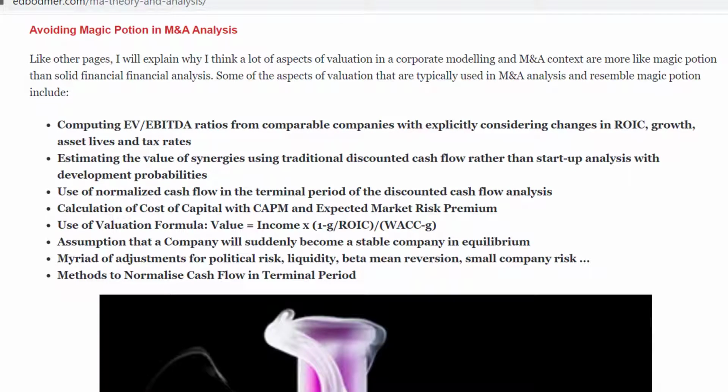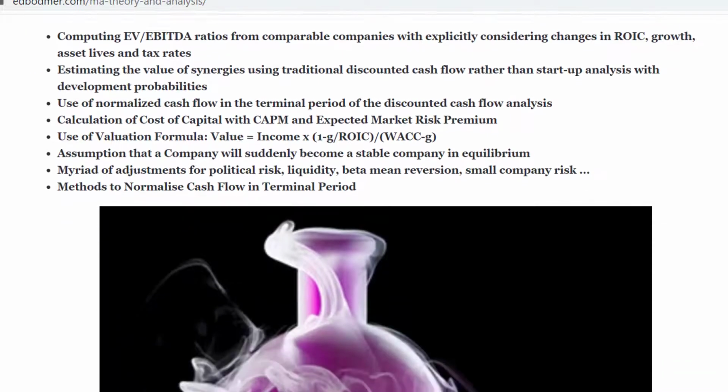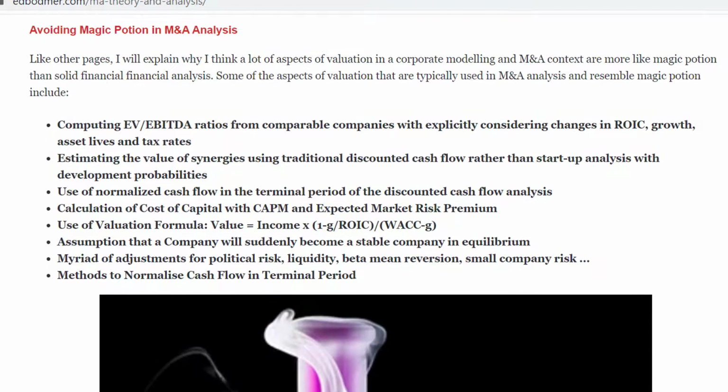I'm going to restate some of this. I call this avoiding the magic potion. Here's my little magic potion. If you just compute EV to EBITDA like everybody does without adjusting for the asset life, you're believing the magic potion. If you estimate synergies in a merger using the normal weighted average cost of capital that you would use for the company itself, it's a dangerous thing to do. If you don't normalize cash flow in the terminal year, especially when you're computing the Gordon growth method, it's crazy.